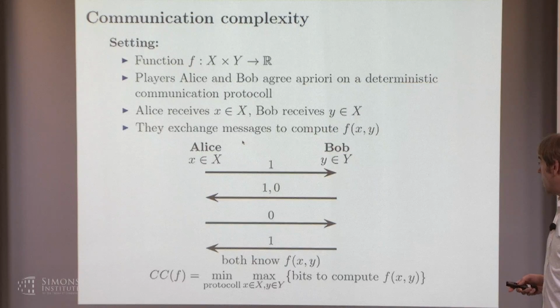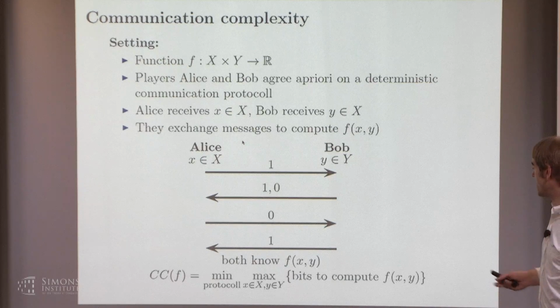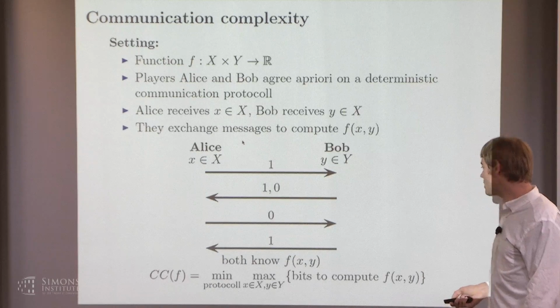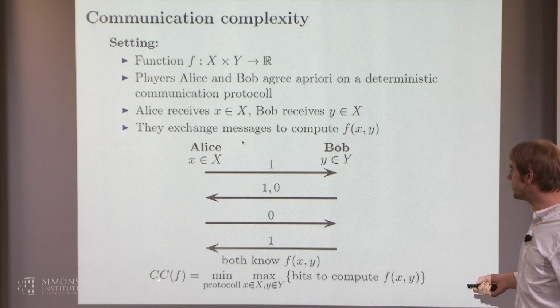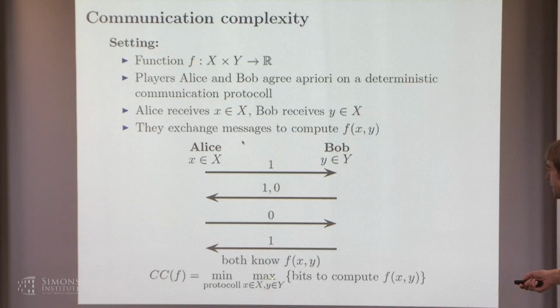Okay, so I think I did skip this notation. Let's say the communication complexity of a function or of a matrix is the number of bits you need to exchange in the best protocol, in the shortest protocol. Okay? Good.